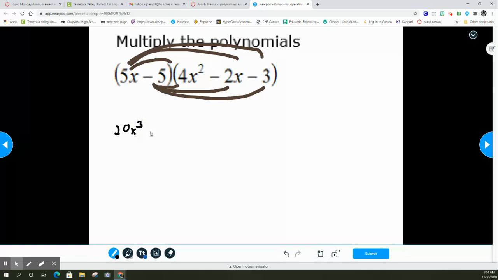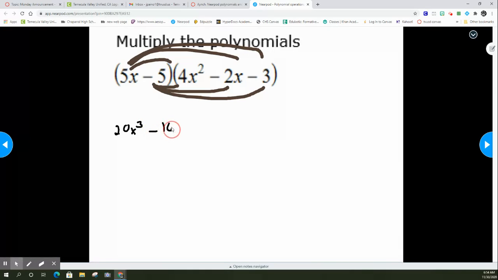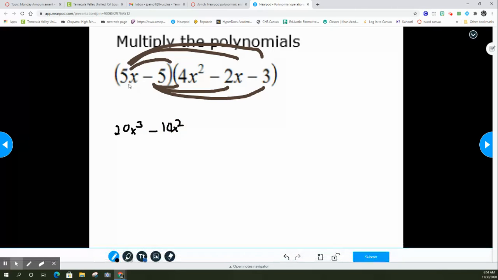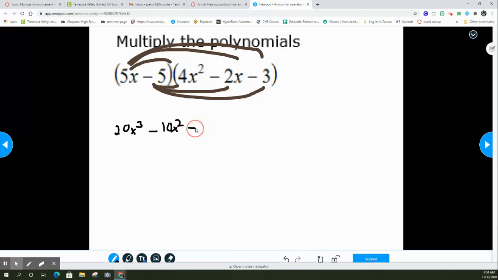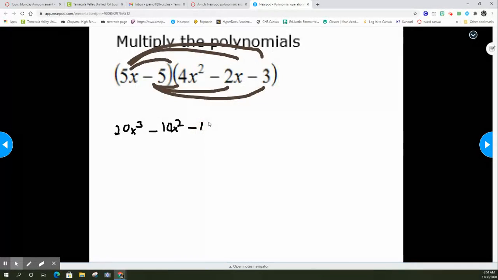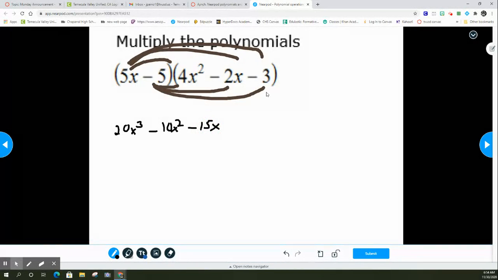5x times negative 2 is negative 10x squared. And 5x times negative 3 is negative 15x. Now I have to multiply the negative 5 by everything. All right. Some people like to just keep writing horizontal and then combine the like terms.